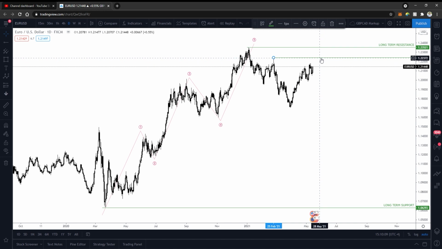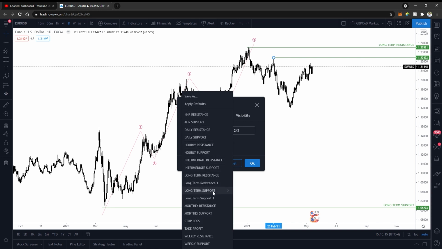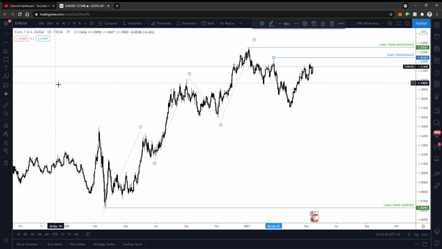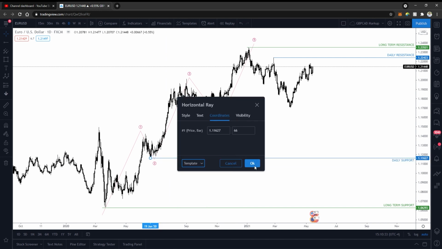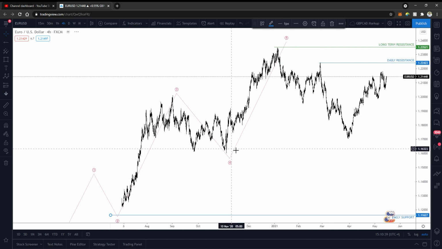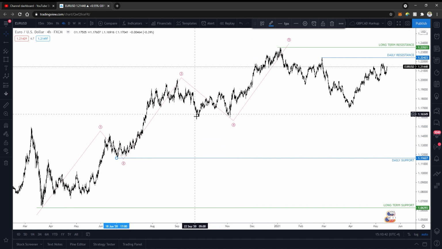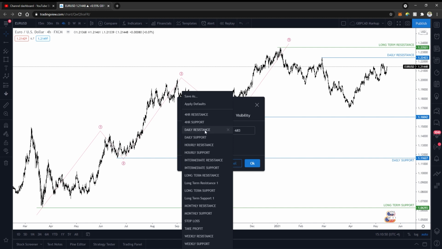Now this is relatively close, but I'll go ahead. Daily resistance. And then I'm going to do this as daily support. Then I'll drop down to my 4 hour, and I'm looking for my next major level. So what I'm doing here is I'm identifying major levels of support and resistance. And so I'll put this as my 4 hour support.